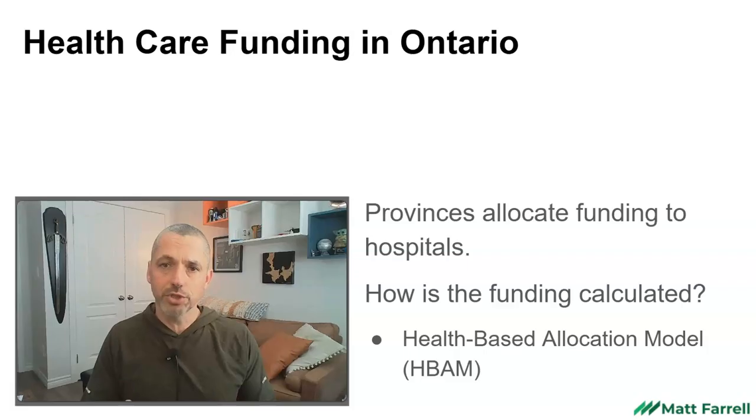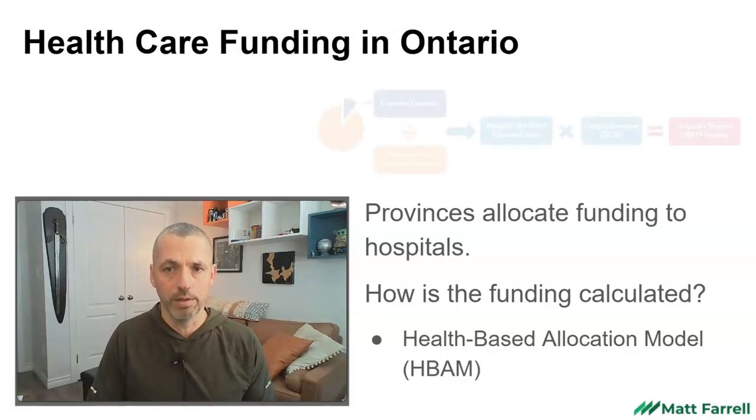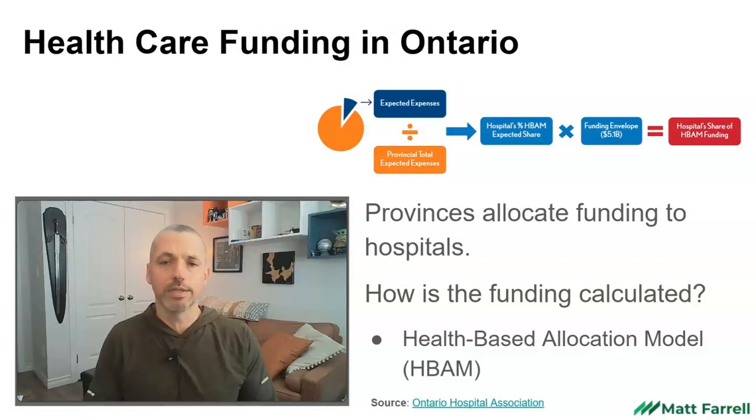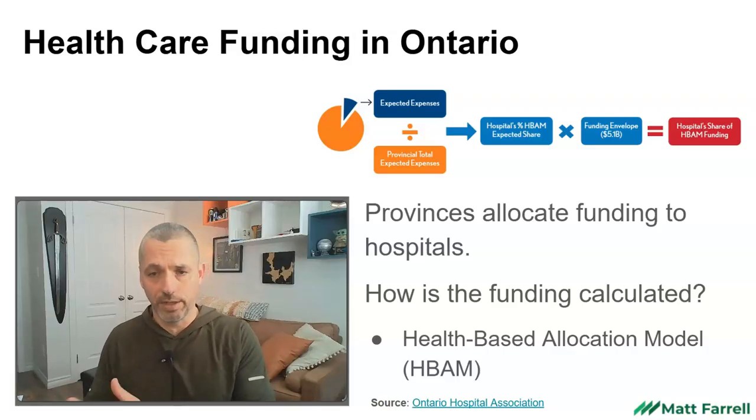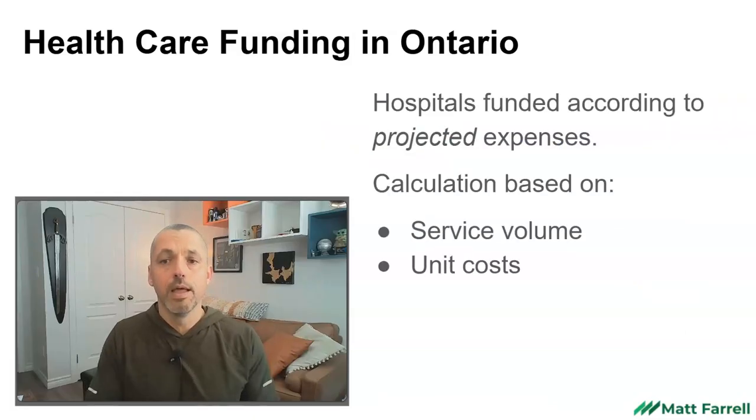How does the province choose how much funding should be allocated to each hospital? Well, there's a formula, and it's called the Health-Based Allocation Model. Kind of complicated, but what it does is it looks at the expected expenses of a given hospital and how they compare to the rest of the province. And so their share of expenses will give them a share of the provincial funding. Now, let's try and simplify it through an example.